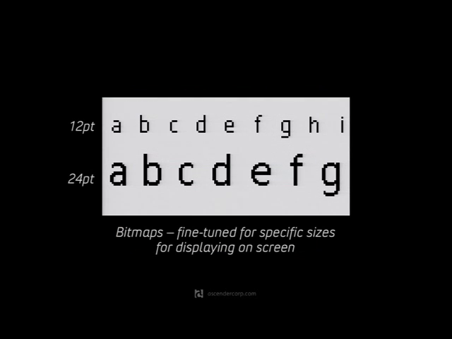And that experience with type and the Macintosh landed me my first job editing bitmaps. Bitmaps are sort of the digital equivalent of individual pieces of metal type. And they work at one size. They're designed and tuned for one size only. But it was a good way to begin.